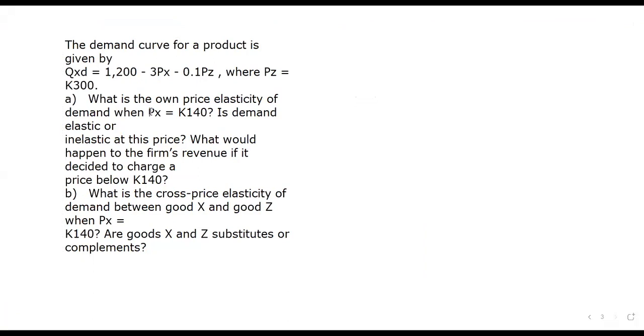So we're given the demand curve as 1,200 minus 3px minus 0.1 pz. And we've been given the pz is equal to what? 300. And the px has been given as what? 140. Calculate the demand own price elasticity. All right. So this is quantity of good X. What did we say? What's the first thing you're supposed to do here, Thelma?